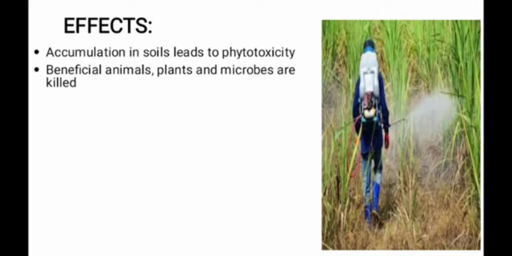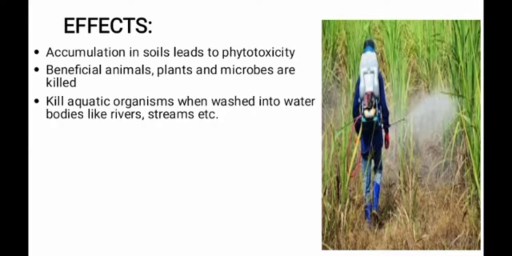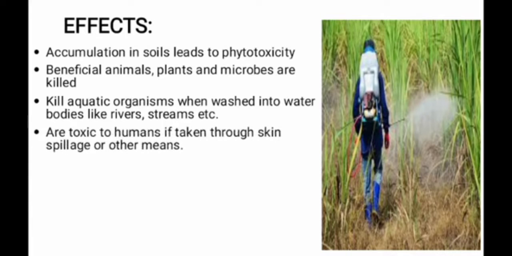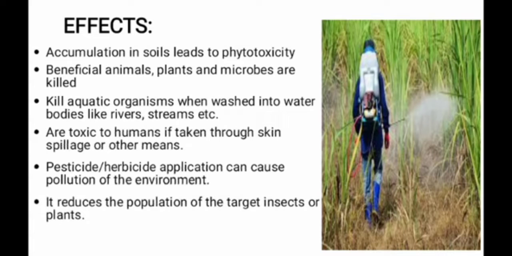Number two, beneficial animals, plants and microbes are killed. Number three, it can kill aquatic organisms when washed into water bodies like rivers, streams, etc. They can also be toxic to humans if taken through skin spillage or other means. Pesticide or herbicide application can also cause pollution to the environment. It reduces the population of the target insects or plants on your farm.